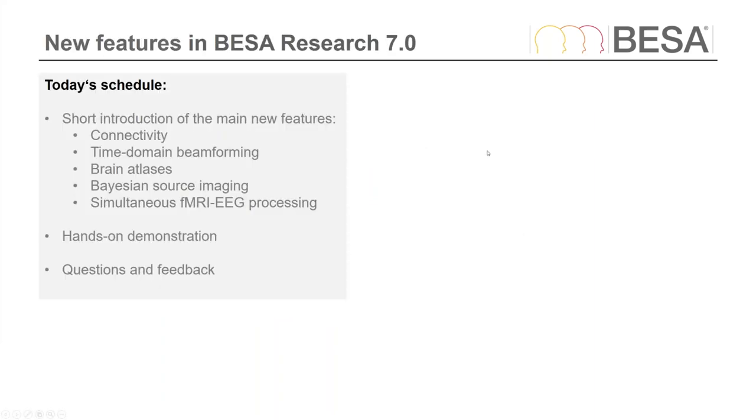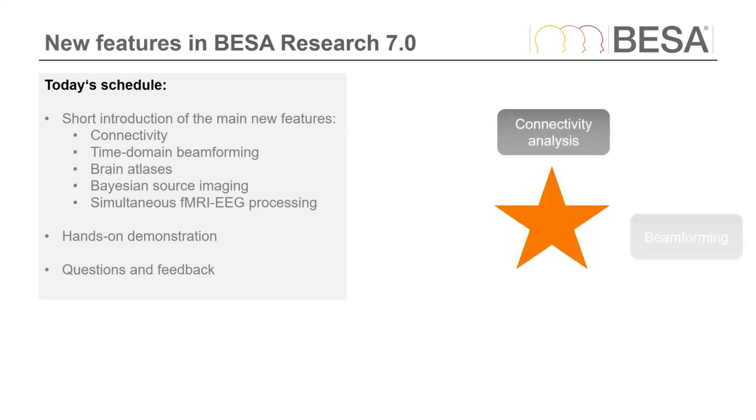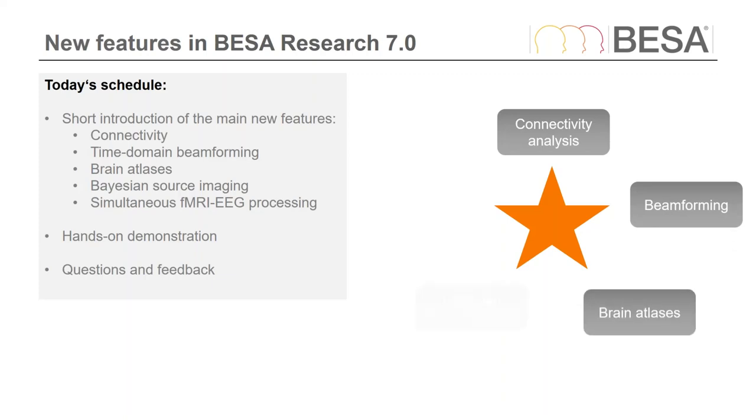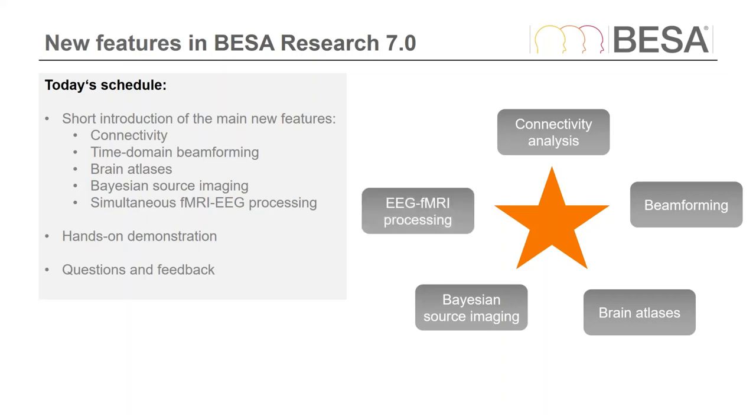The schedule for today looks like this. So first of all, I will give you a short introduction to the main new features, which comprise a brand new connectivity module, time domain beamformers, brain atlases, Bayesian source imaging, and processing of simultaneous fMRI EEG recordings. We will then look at these features hands-on, and after that, there will be time to answer some questions.